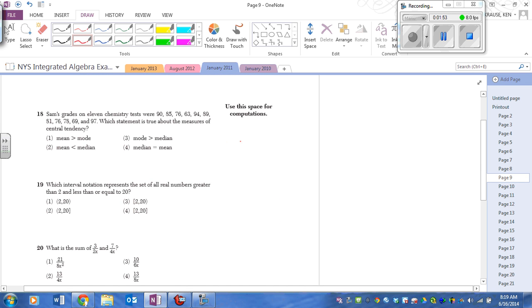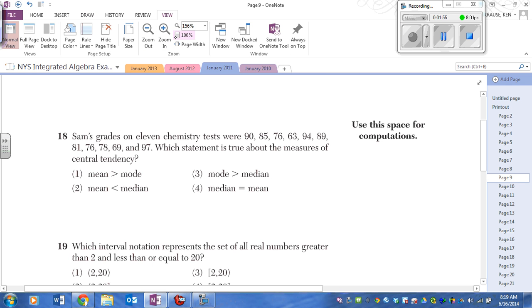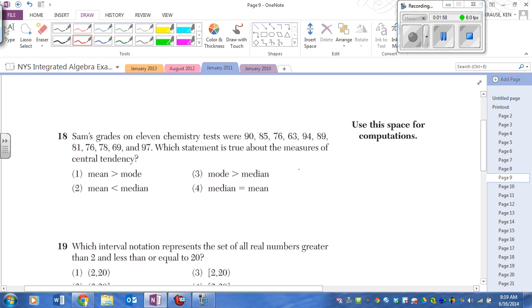Let me find out. Let's see what these things are in order. Well, I'll tell you what. We're going to use the calculator just as a kind of reminder. Let's see if there is a mode. 78 maybe. This is hard not putting in order. So 63. And then I see a 69. It's 276. That's probably the mode right there.